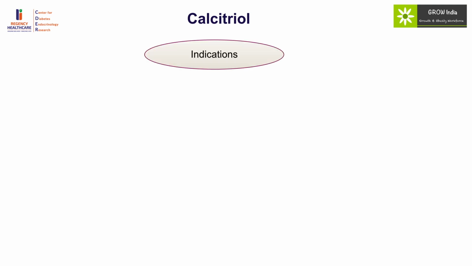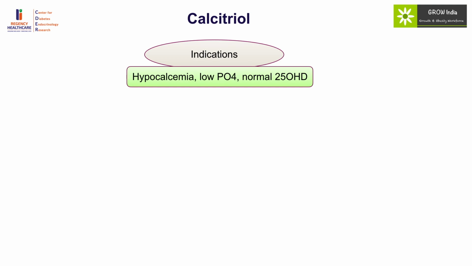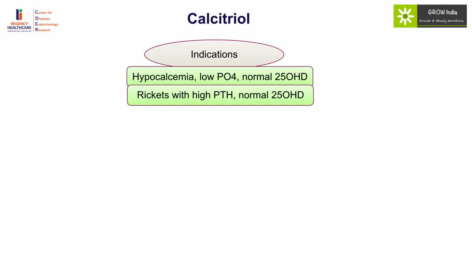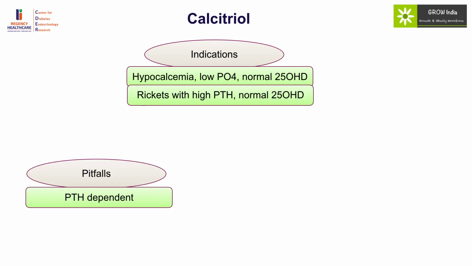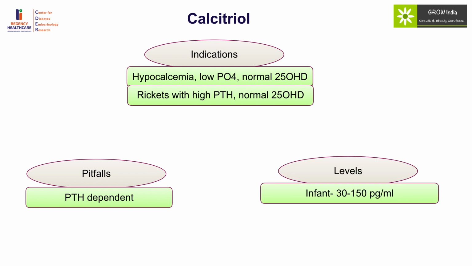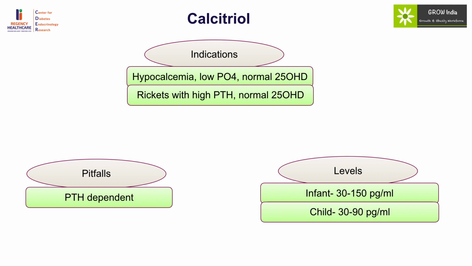Calcitriol levels are required only in very rare situations of hypocalcemia with low phosphorus and normal 25-hydroxyvitamin D, to differentiate between VDDR type 1 and type 2. Also in the setting of rickets with high PTH and normal vitamin D levels, where we are again distinguishing between VDDR 1 and 2. Calcitriol levels are dependent on PTH, so the levels may be low, normal or high in the setting of nutritional vitamin D deficiency, for which this is not a good marker. The levels in infants are 30 to 150 picograms per ml, which are much higher compared to childhood. So calcitriol levels should only be done under special situations and circumstances.